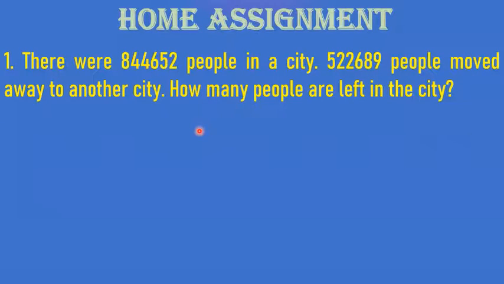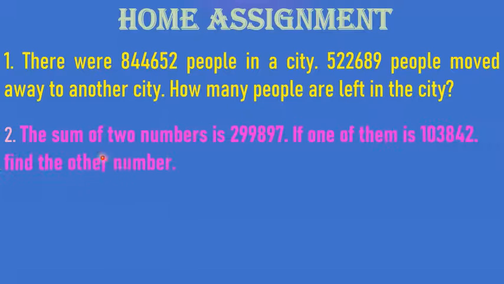Okay, children. Now let us go to another question here. The sum of two numbers is 2,99,897. If one of them is 1,03,842, find the other number. Sum they have given, children, one of the addends they have given. So the other addend you have to find means you have to subtract, right? We have done in 4.1, but here 6 digits are there. Okay, how to write the steps here?